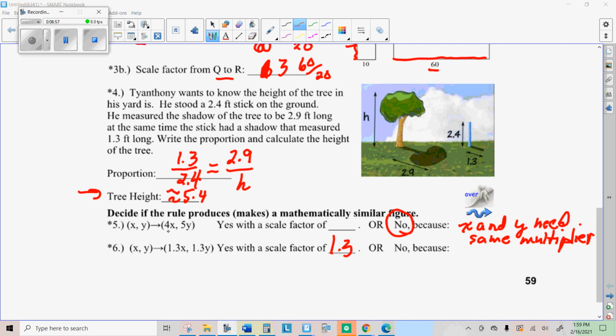All right, so you should have decided, since the x is multiplied by 4 and the y is multiplied by 5, that it's going to distort the figure. It's not going to be similar. X and y need to have the same multiplier, which they do on number 6, and that is the scale factor 1.3.